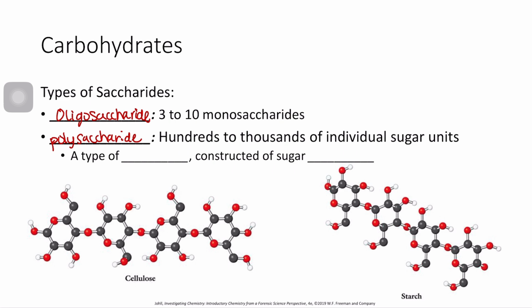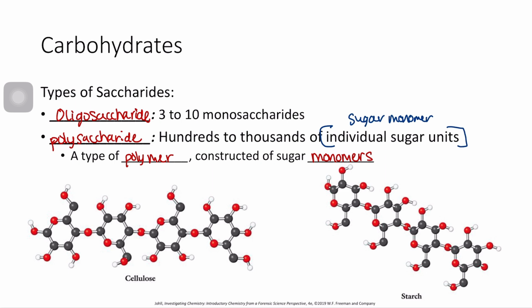Now, these individual sugar units are called sugar monomers. And when they all bond together, we call that a polymer. So, a polymer is when you have multiple units bonded together, and those units are generally going to be monomers. For polysaccharides, they're going to be constructed of the sugar monomers.